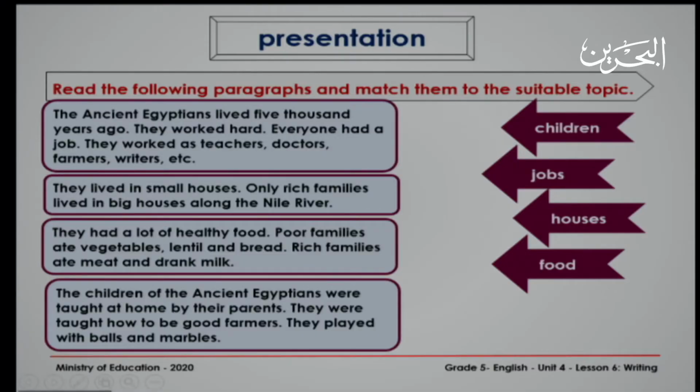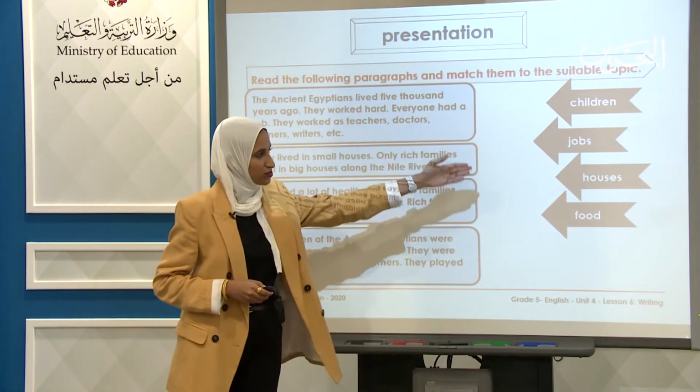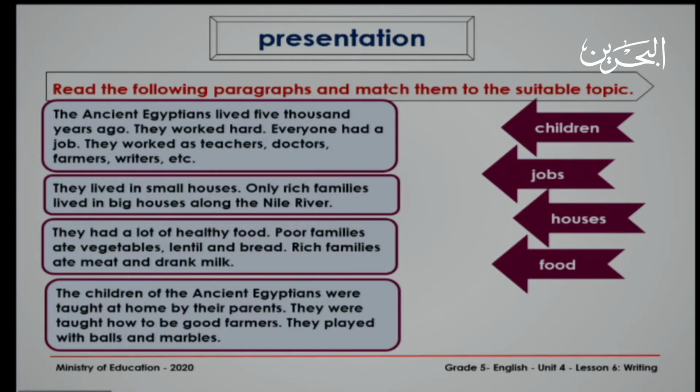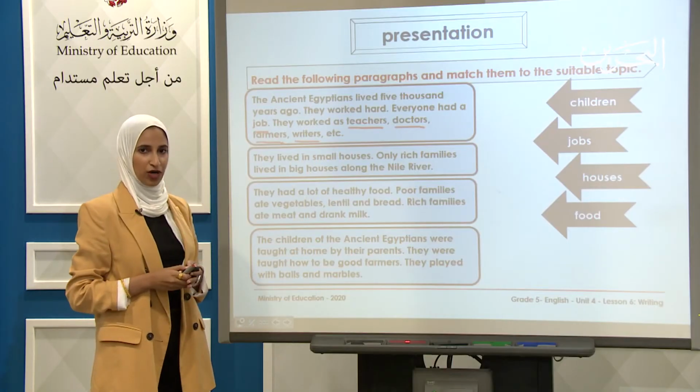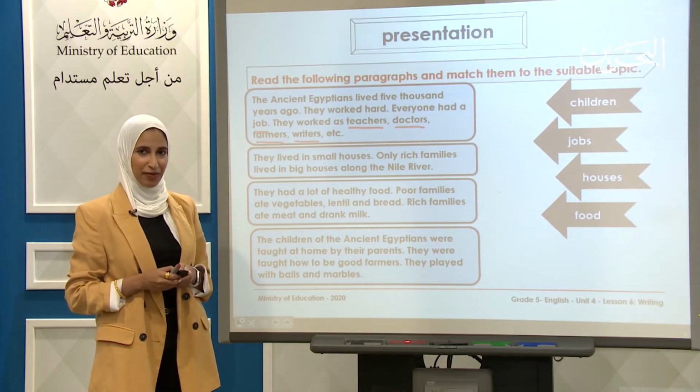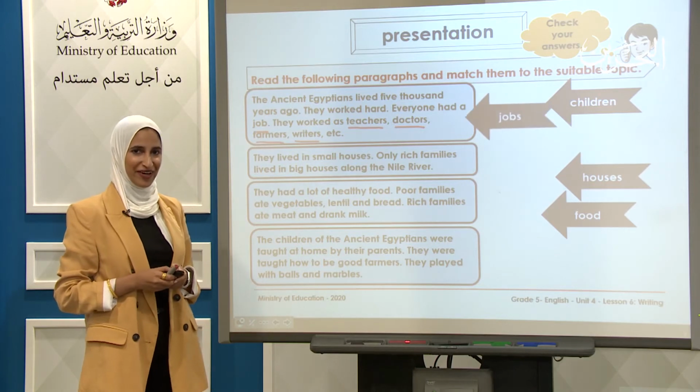Now let's read the following paragraphs together and match them to the suitable topic. Let's start reading. The ancient Egyptians lived 5,000 years ago. They worked hard. Everyone had a job. They worked as teachers, doctors, farmers, writers, etc. So is this paragraph about children, about jobs, about houses, or about food? It's about jobs. Good job.